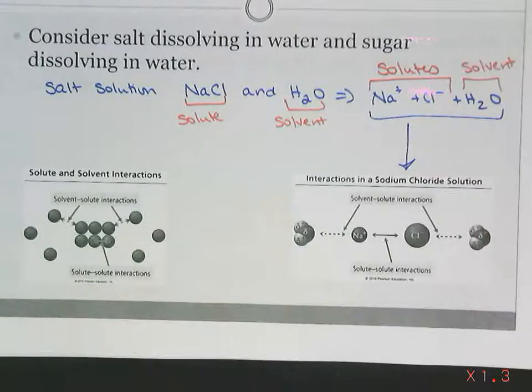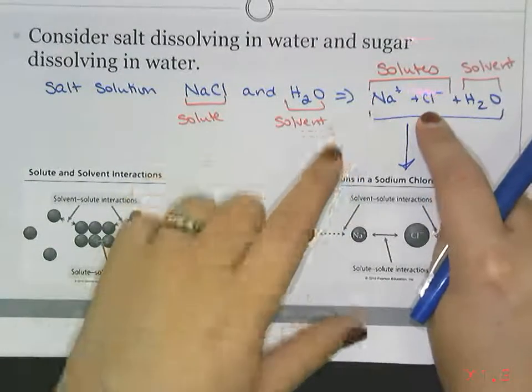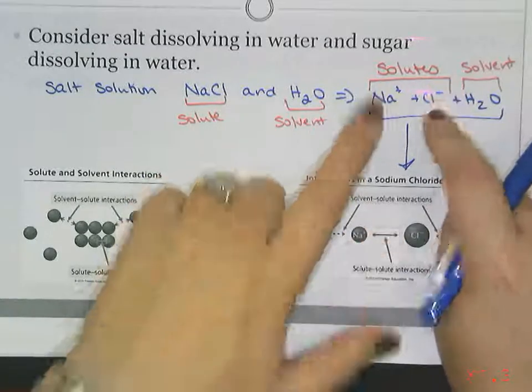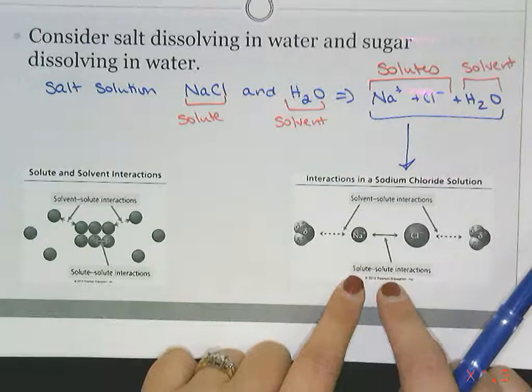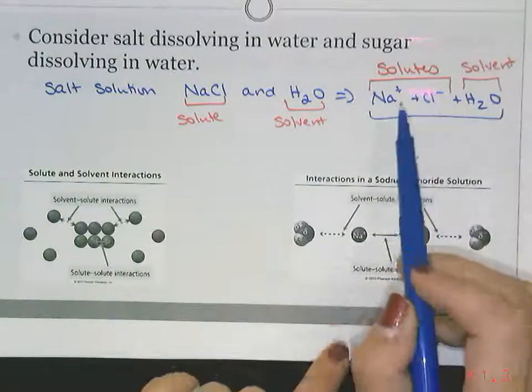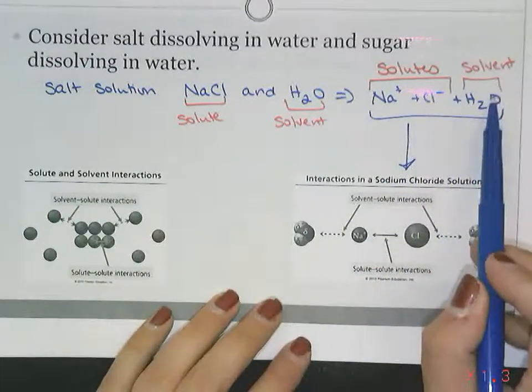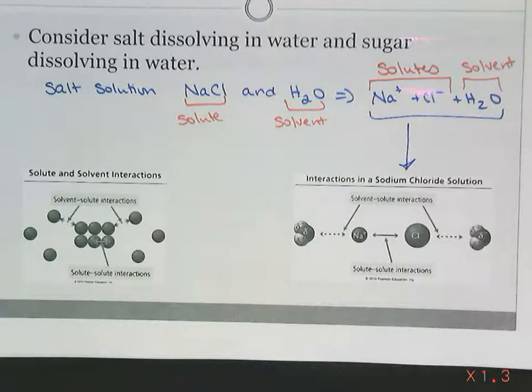So there are two types of interactions that are going to be happening. I have the sodium interacting with the chloride. Those are both solutes, so that would be a solute-solute interaction, right? Those two are interacting with each other, and they're both solutes. I could also have the sodium interacting with the solvent, which would be a solvent-solute interaction. Or the chloride could be interacting with the water.